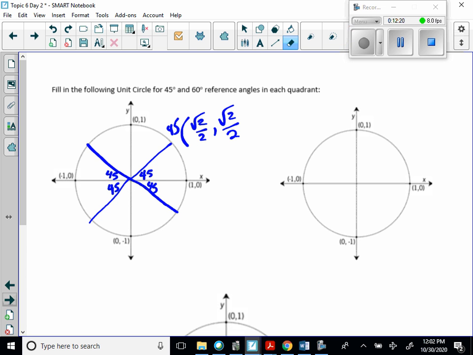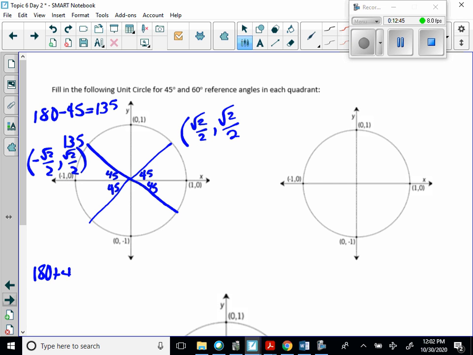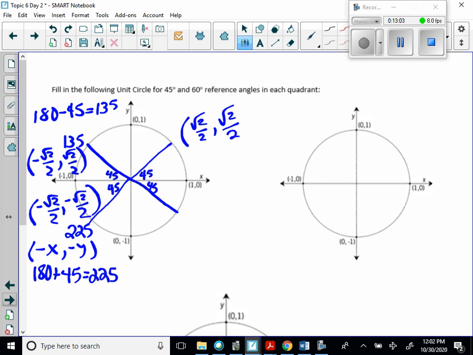Okay, so when we think about that, what does that mean to us? Well, 180 minus 45 gives us 135. So that must be the angle at this location. And the ordered pair should be negative root 2 over 2 comma root 2 over 2. And then 180 plus 45 would give us 225. So that would be the angle. And then the ordered pair would be negative root 2 over 2 comma negative root 2 over 2, because this is negative x, negative y, because it's Q3.